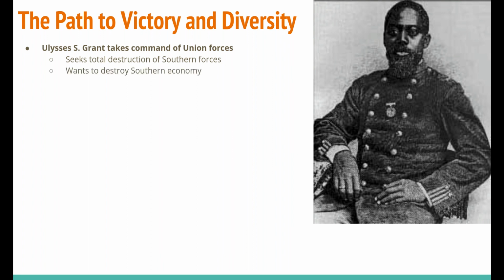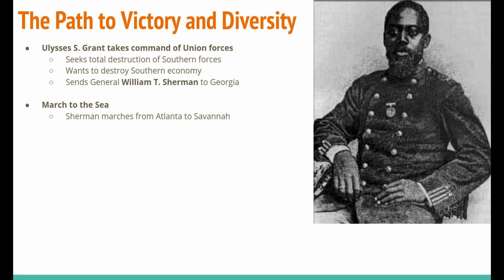And so his methodology is to destroy the Southern economy, right? If they don't have food on the table, if they can't make money, then this war will have to grind to a halt. Simultaneously, he knows that he can send this gentleman, General William T. Sherman, to Georgia to just run amok, to cause havoc. So he sends Sherman to Georgia, and Sherman begins what will be known as the March to the Sea. So Sherman marches from Atlanta, Georgia to Savannah, which is on the coast. So from central Georgia to coastal Georgia.